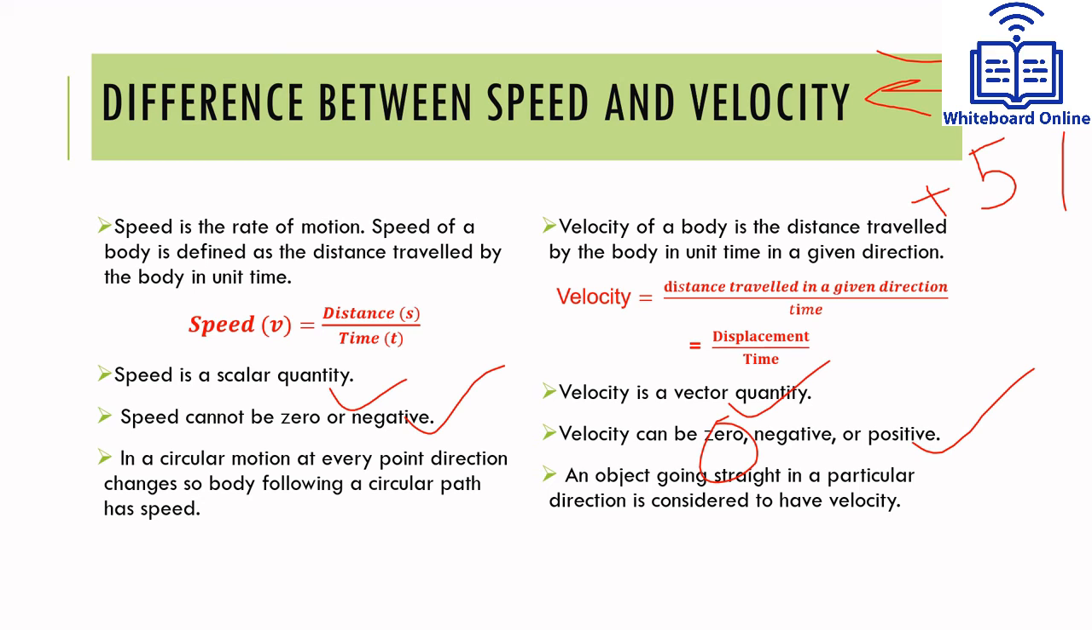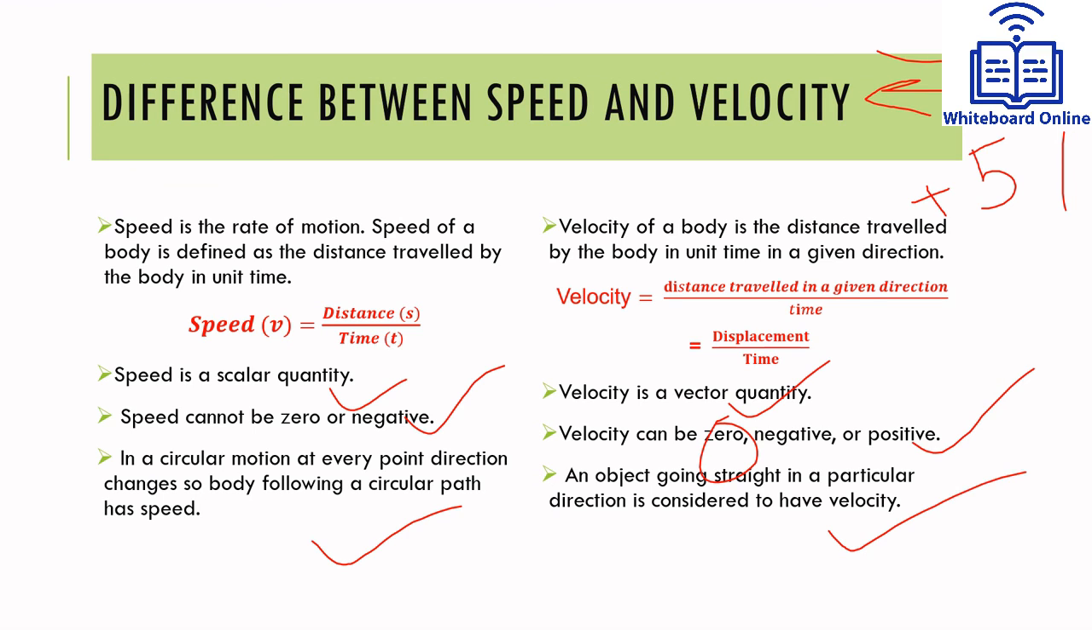Examples: speed. See, in circular motion what happens? At every point direction changes. Even if the magnitude is a constant value, still it cannot be defined as velocity. A body moving in a circular motion will have speed, not velocity. Why? Because the body is not moving in a particular direction. At every point direction is changing.